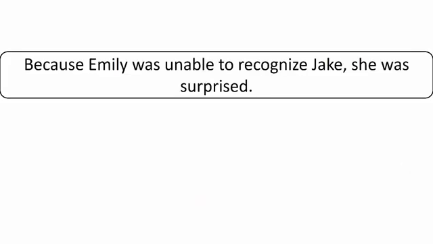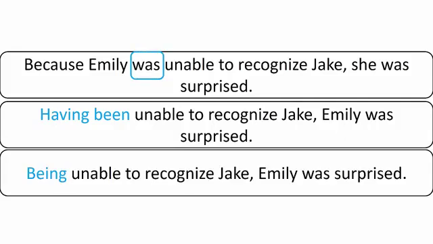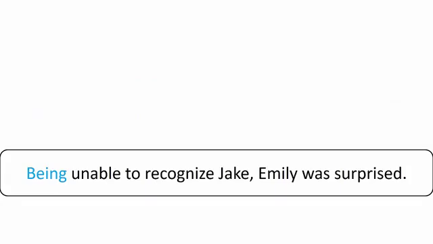Because Emily was unable to recognize Jake, she was surprised. Now you know that we can reduce this sentence like this. Having been unable to recognize Jake, Emily was surprised. When you have be in the past, it is possible just to reduce it to the ing form. Being unable to recognize Jake, Emily was surprised. In fact, when we start a reduced adverb clause with the be verb, it is possible to reduce it even more.